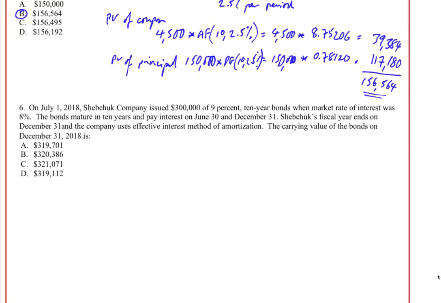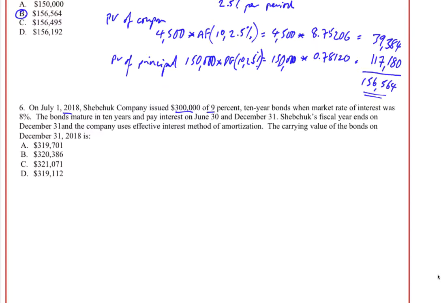Question 6 is similar, but there's an extra step. Initially we have to work out the issue price of the bond, because unless we know the issue price, we don't know what the amortization will look like. And so on July the 1st, a company issued 300,000 of 9% 10-year bonds.